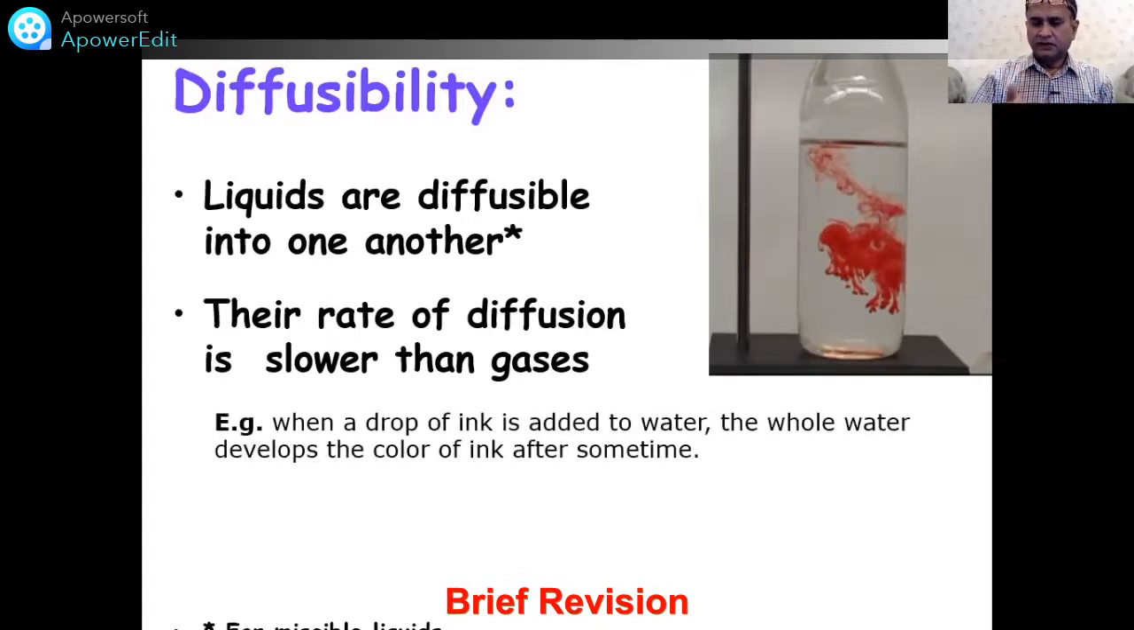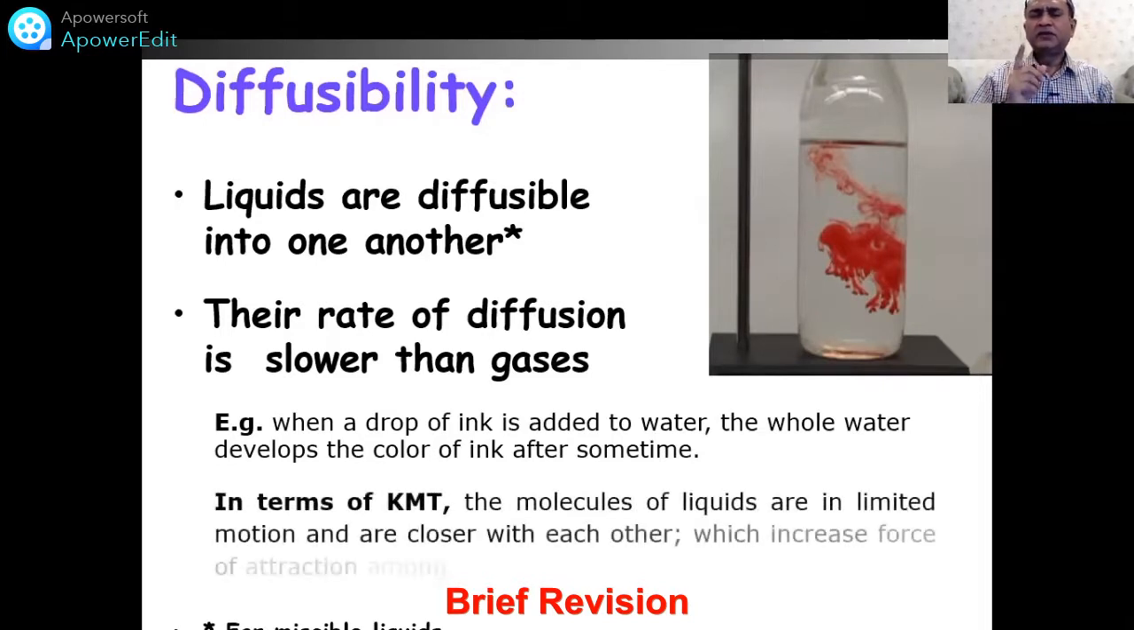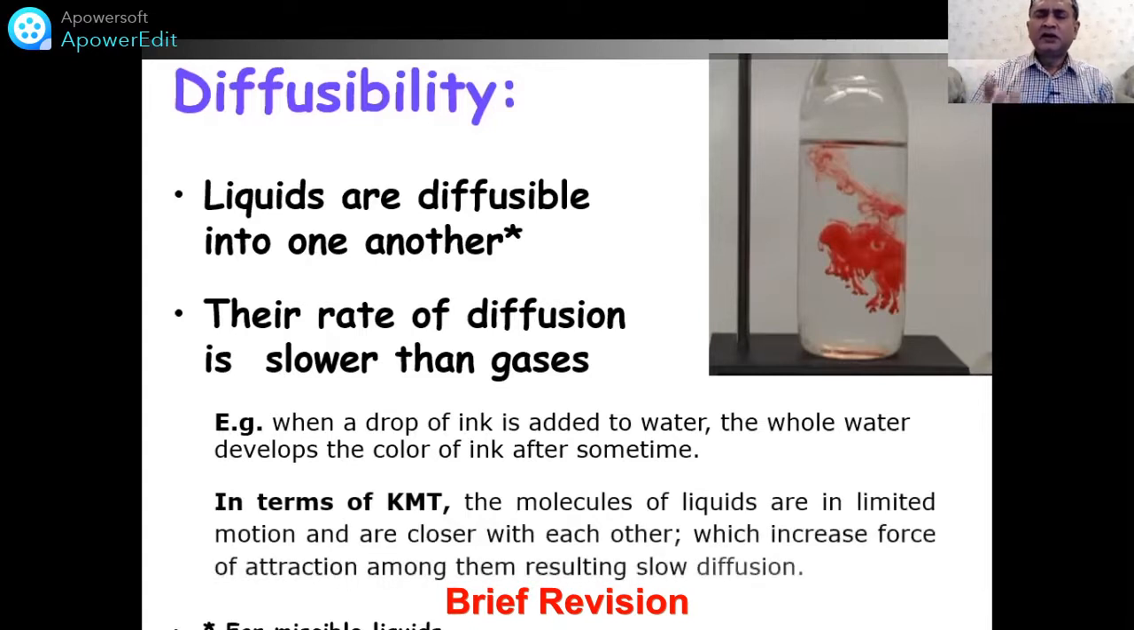As you can see, the two liquids are mixing over here. I used the term miscible. Miscible means having the same nature. Liquids having the same nature can be mixed together, like ink and water, which have ionic or semi-ionic nature, and petrol and alcohol can be mixed together. Alcohol and water can be mixed together, and so on.